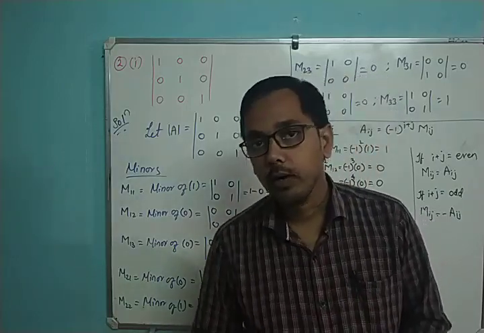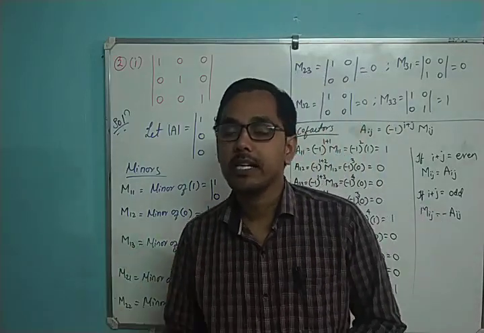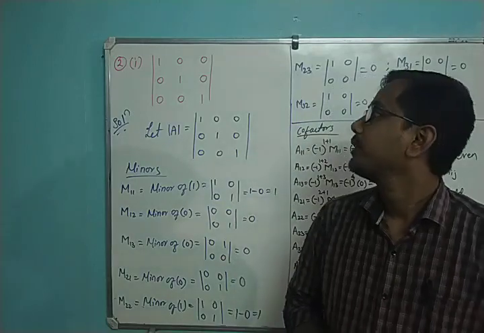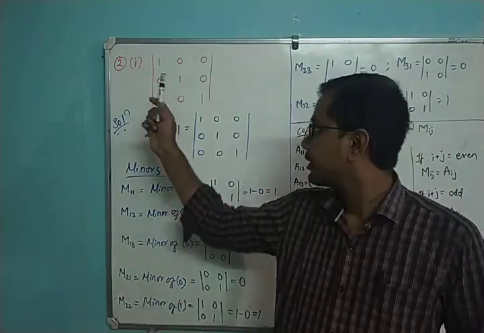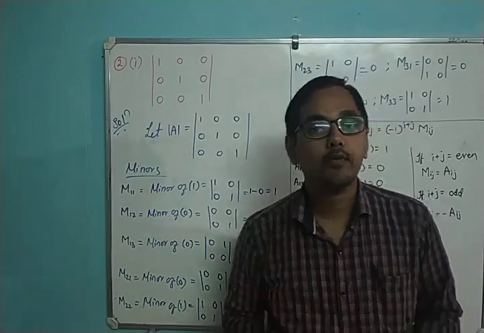So for this time, it's more than sufficient. You follow the rules and then you will get the values of minors and cofactors. Right. So the second part of this one, you can try it by yourself. That you can take as homework.